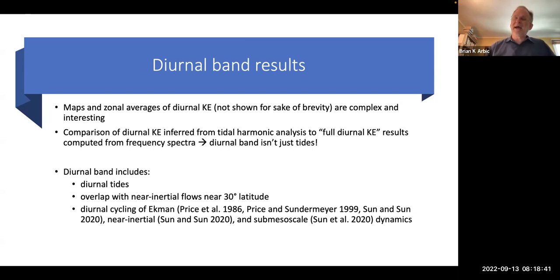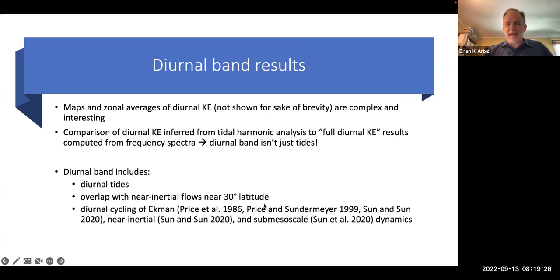But if you actually do a tidal harmonic analysis and you look at the maps and zonal averages of the kinetic energy inferred from a tidal analysis, and you compare that to what you might call the full diurnal kinetic energy, which is computed from frequency spectra, you can see that the clear implication is that the diurnal band isn't just tides, because the true tides as inferred from a harmonic analysis are often substantially weaker than what you get from the band integral. So we know that the diurnal band includes not just diurnal tides, but it includes an overlap with the near inertial flows near 30 degrees latitude, just the way we've defined things.